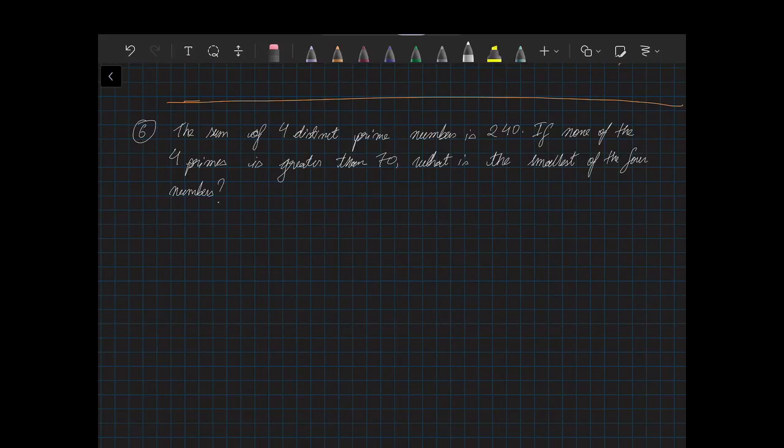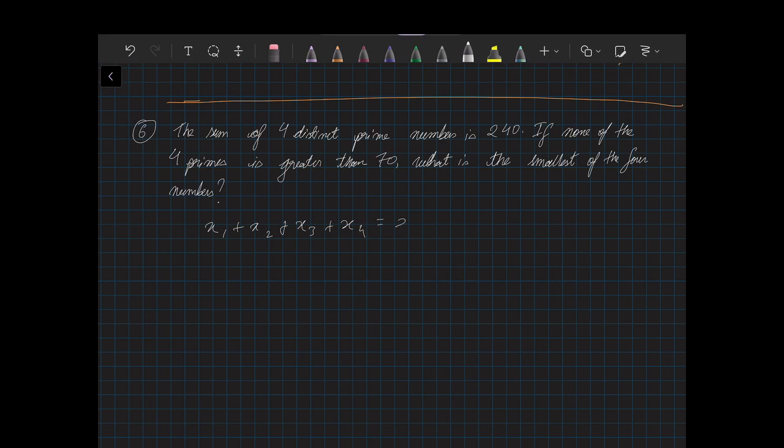Now let's look at this question, and I think this is one of the easier ones because you don't need a lot of thinking here. It's quite straightforward. So it says the sum of 4 distinct prime numbers is 240. If none of the 4 primes is greater than 70, then what is the smallest of the 4 numbers? So we have 4 prime numbers which add up to 240.